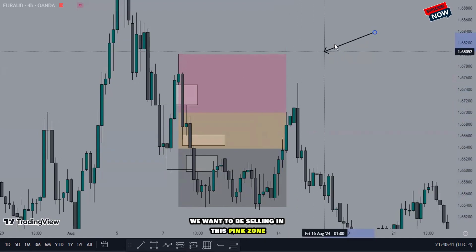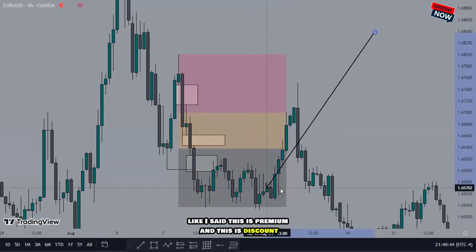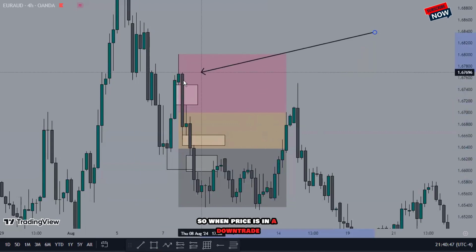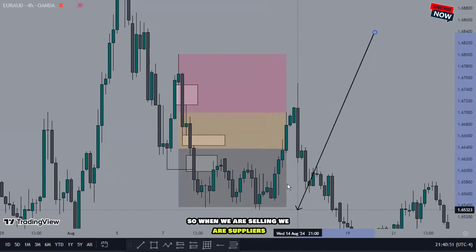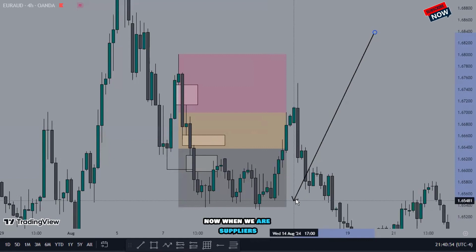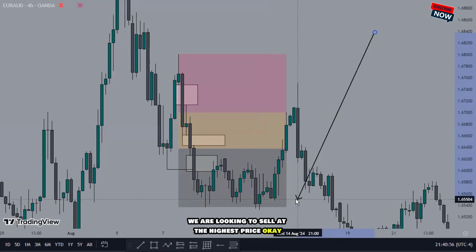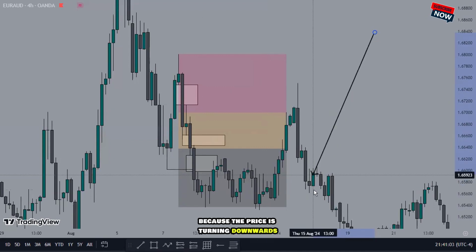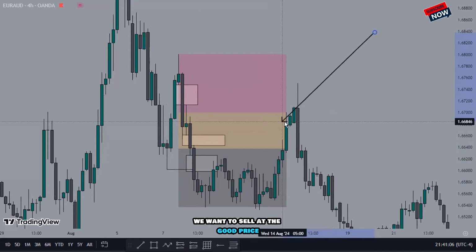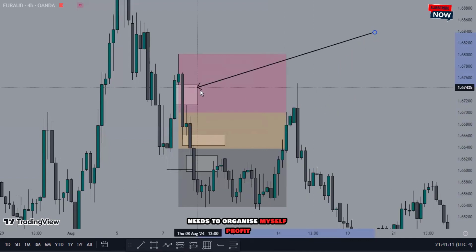Now in the downtrend, you want to be selling in this pink zone. Like I said, this is premium and this is discount. So when price is in a downtrend, we are selling. When we are selling, we are suppliers, and when we are suppliers, we are looking to sell at the highest price. So in trading, you're either the buyer or the seller. In this case, we are sellers because the price is trending downwards. Now that we are selling, we want to sell at a good price. Selling here might be profitable, but it's preferable we sell higher than this so we can maximize our profit.